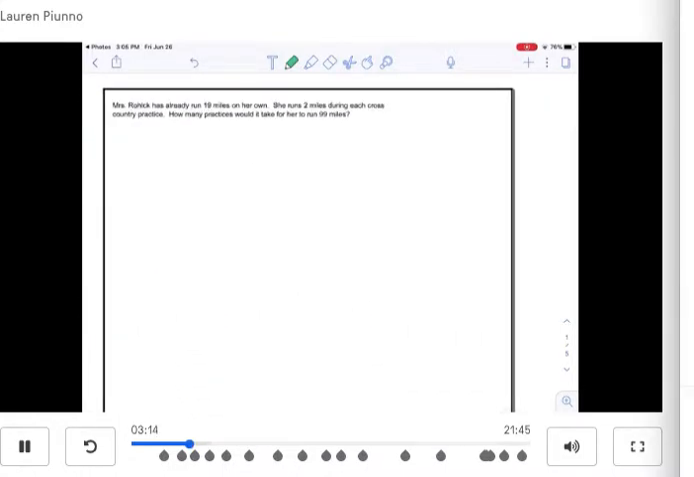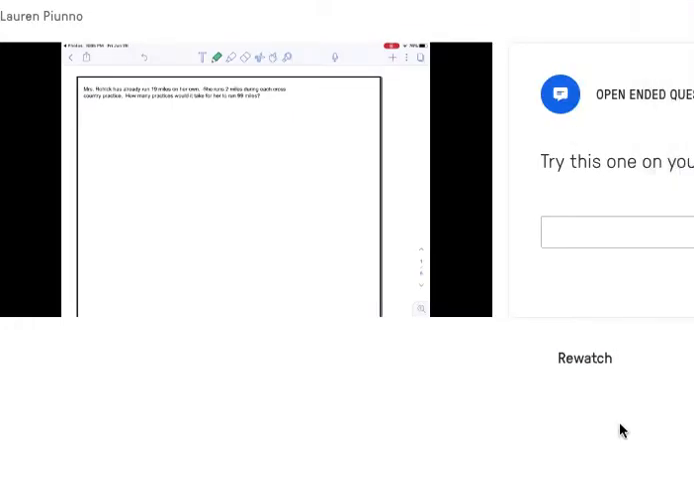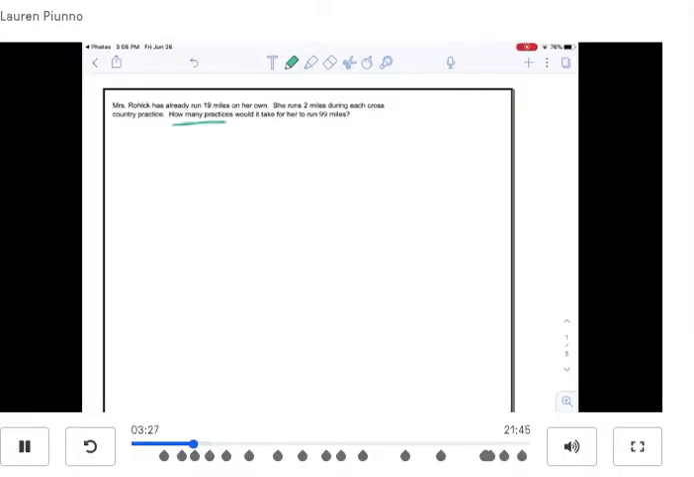Mrs. Rolk has already run 19 miles on her own. She runs 2 miles during each cross-country practice. How many practices would it take for her to run 99 miles? So again, how many practices? That's the question. So we're solving for the number of practices.